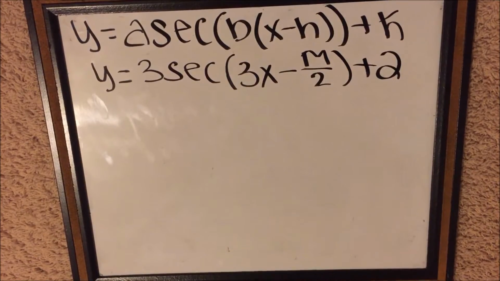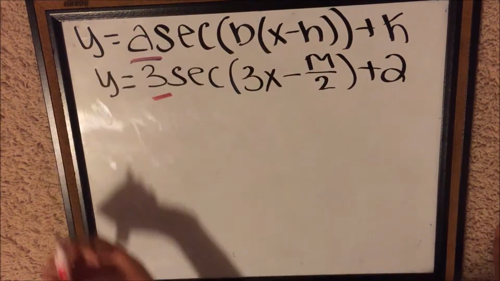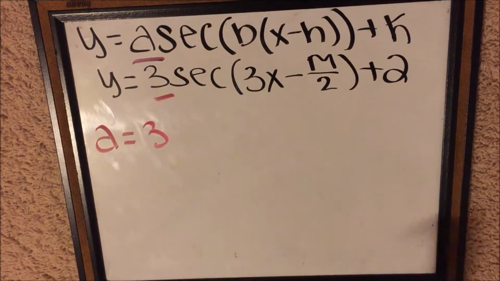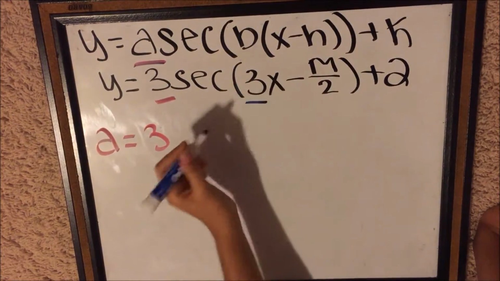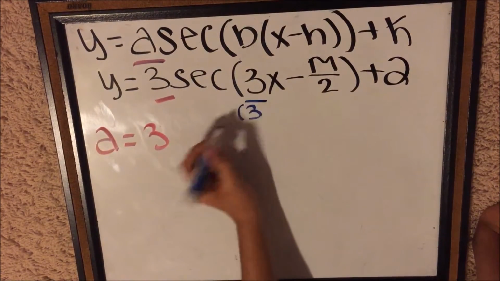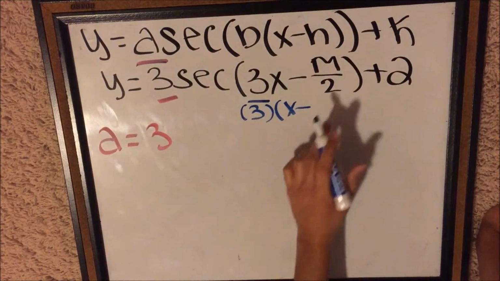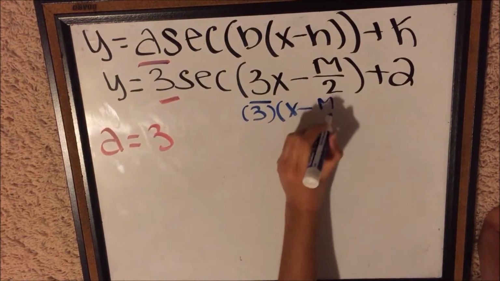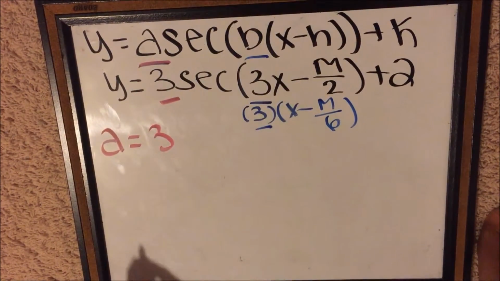And so first we're going to find our A value. And that's easy. That's just right in front of the secant. So our A value is 3. Then for the B value, we have to factor it out. So we can factor out 3. So we have 3 times (x minus), and then when you divide, you would multiply by 1/3, so it would be pi over 6.